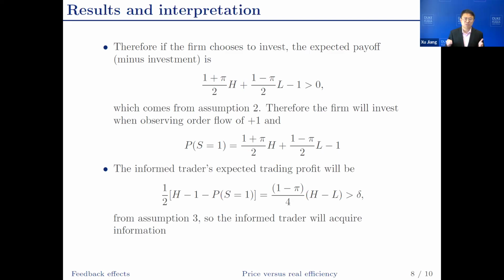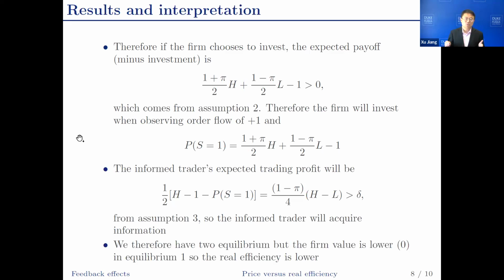We can also calculate the informed trader's expected trading profits. The informed trader is only going to profit when the informed trader observes theta equals H, which happens with probability 1/2. Conditional on theta equals H, the informed trader is going to place an order flow +1. So the informed trader's trading profit in this case is the realization of the return from the project H minus the investment cost 1 minus the price that the informed trader is going to pay for trading order flow equals 1. And this expected trading profit is bigger than the information acquisition cost from assumption 3. So the informed trader is going to acquire information.